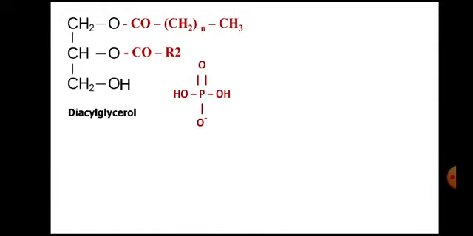This then combines with phosphoric acid. This is the formula of phosphoric acid, H3PO4, where there is presence of a single bond, and that is why this oxygen has got a negative charge. Here there are two bonds, so there is no net charge, but here there will be a charge on this oxygen, that is negative. This makes this phosphoric acid molecule polar or hydrophilic.